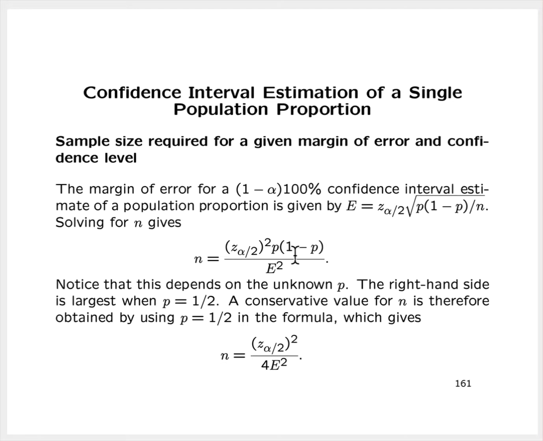And so we do that. We can come up with this conservative upper bound for the sample size by noting that for a fixed value of alpha and for a fixed value of e, this expression is a function of p alone, and that the maximum value of this expression is obtained when p is equal to 1/2. What we would do then to get this conservative value of the sample size is use p equal to 1/2 in this expression. So we would have 1/2 times 1 minus 1/2, or 1/2 times 1/2, which is 1/4.